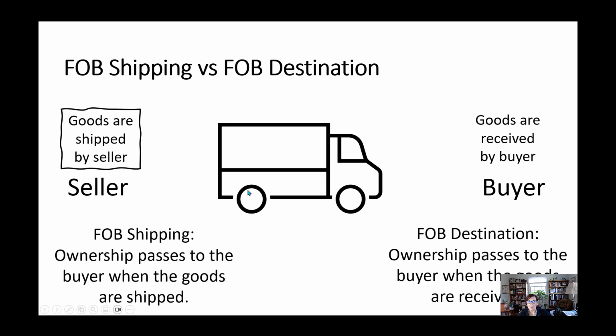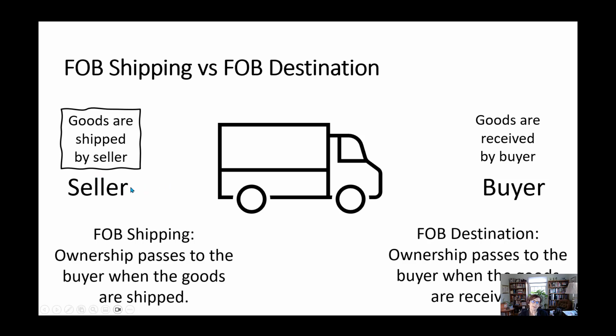Now, there are two terms that you can have for shipping. You can have FOB shipping or you can have FOB destination. And I am going to put up a separate video for this to explain it in a little more detail if you're confused. But the seller sells the goods, right? Puts them in the truck, shipping them to the buyer, right? Let's say the seller's Amazon.